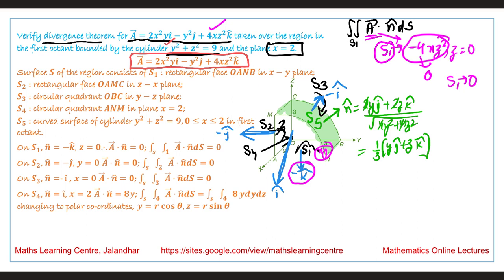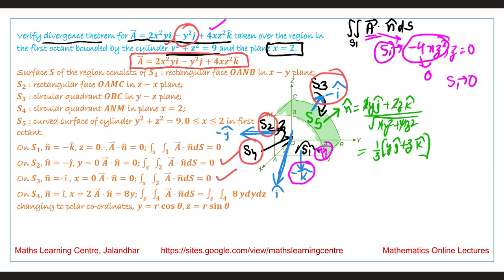Next we have the integral on S2. On S2 we have minus j cap, and the value of y is 0. So the answer in this case is 0. On S3 we have x equal to 0, so the answer is 0. On S4, when we are talking about this surface S4, the normal vector is i cap.